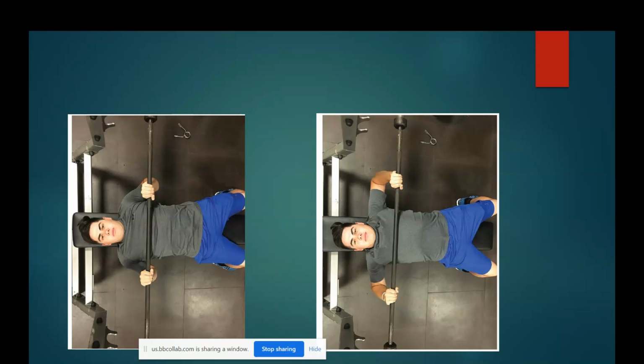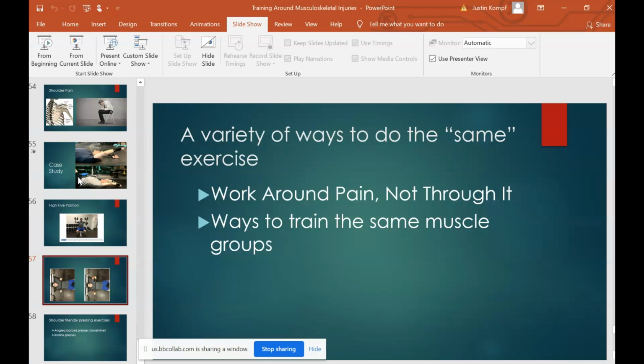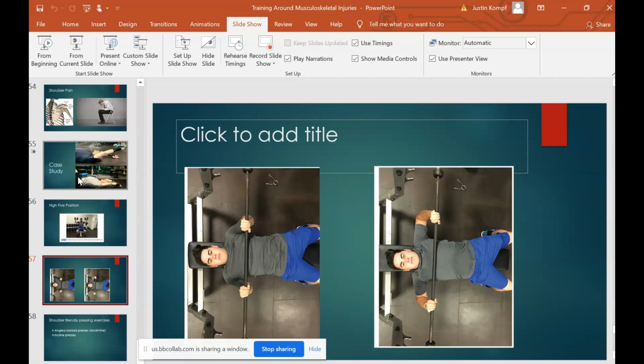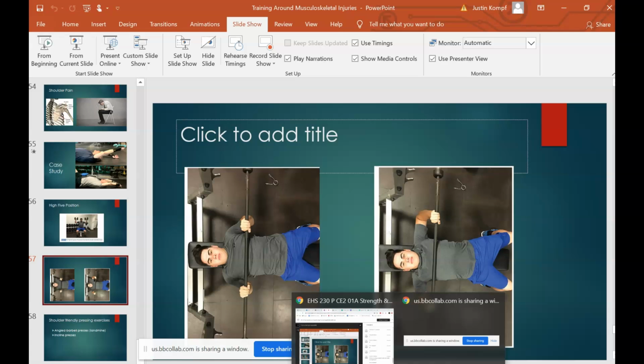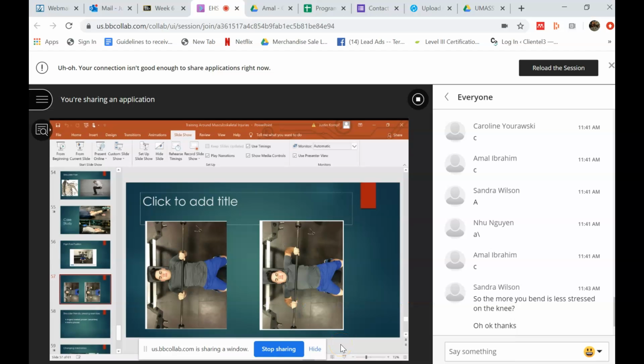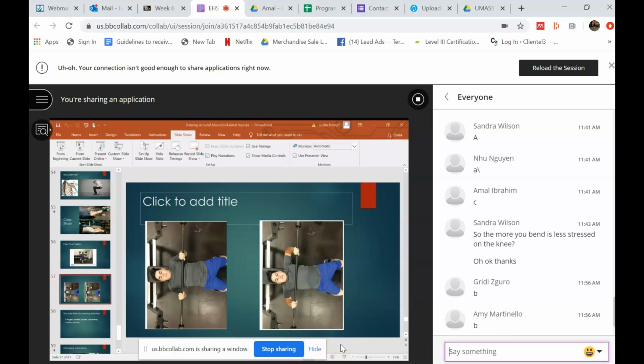In terms of technique, when you look at something like the bench press, let's say on the left is A and on the right is B. Which one do you think is going to cause somebody shoulder pain or exacerbate pain that's already there? A on the left or B on the right? A or B? Which one's going to cause more shoulder pain?